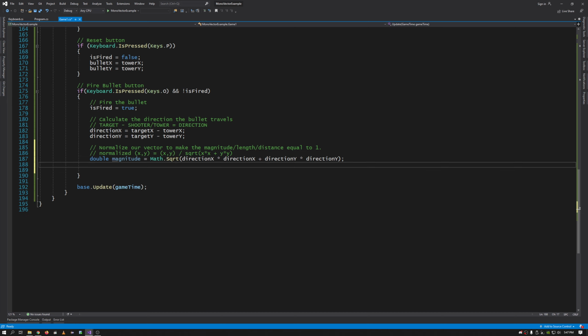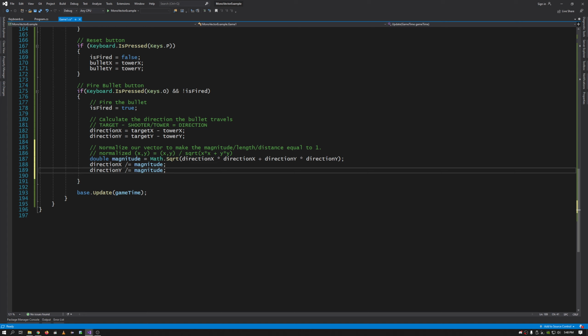And then we are going to take direction x divided by that magnitude, and direction y divided by that magnitude. And what we end up with is a normalized direction.